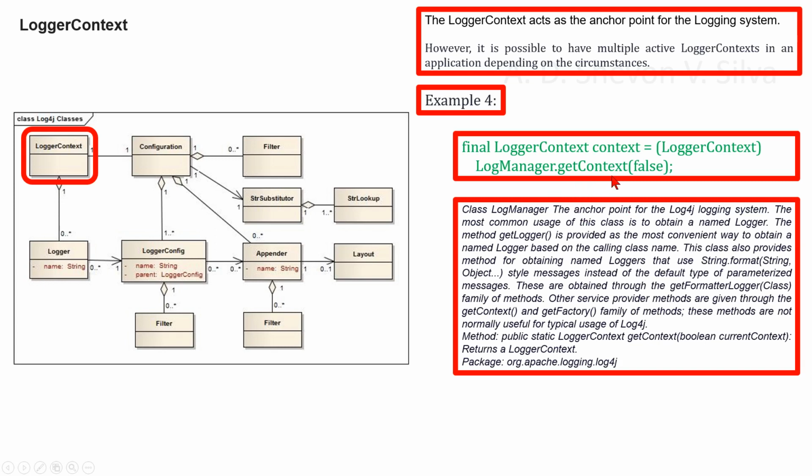Here you can see public static LoggerContext getContext(boolean currentContext). This returns a LoggerContext. Here the parameter is currentContext. If false, the current context appropriate for the caller of this method is returned. For example, in a web application, if the caller is a class in WEB-INF/lib, then one logger context may be returned.